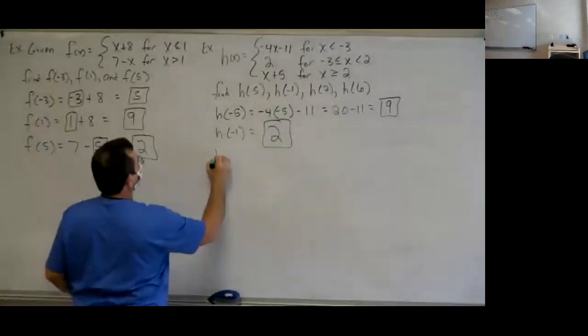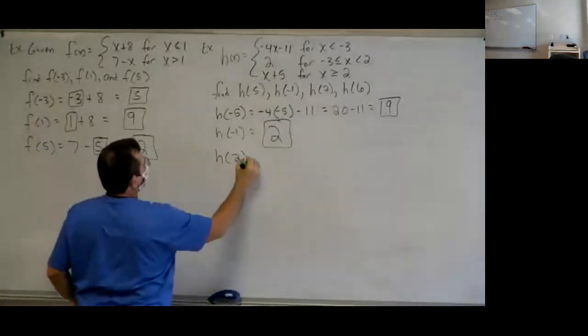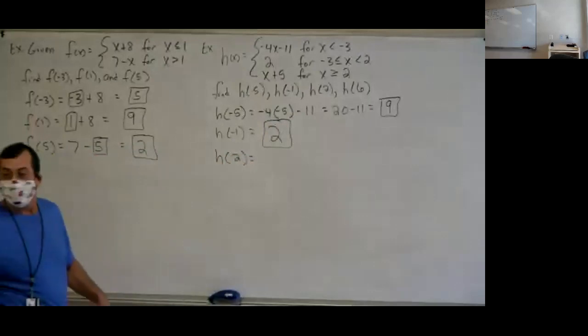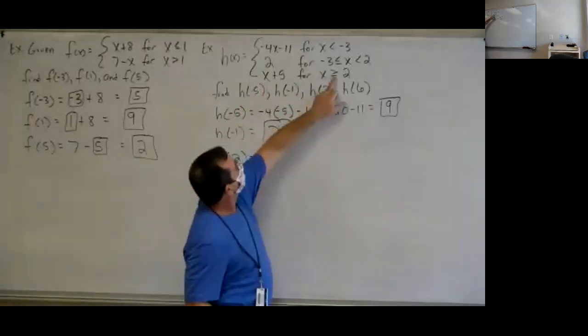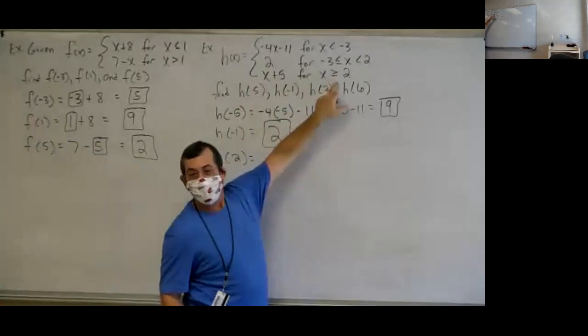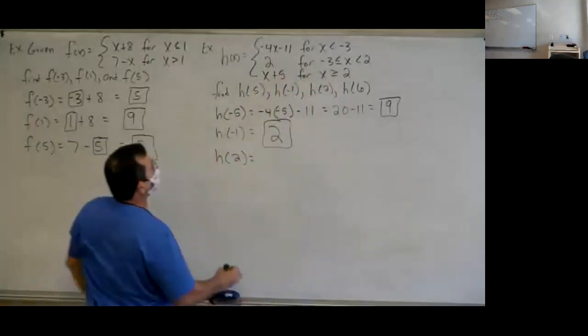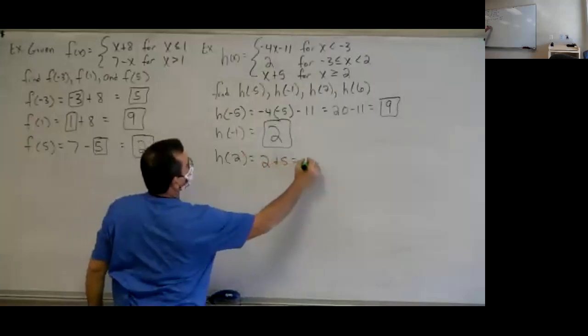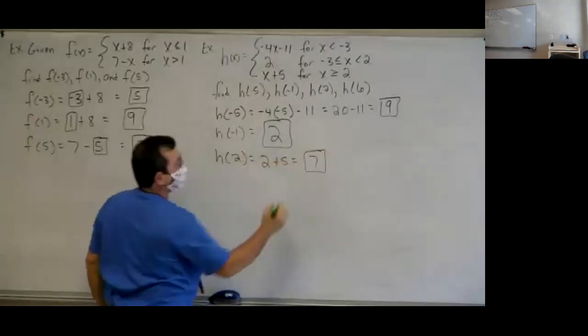H of 2. So x is 2. Am I going to use the same equation? Oh, no, I'm going to use the bottom equation, because it said if x equals 2, you got to use the bottom equation, which is x plus 5. So that'll be 2 plus 5, which will give me 7.